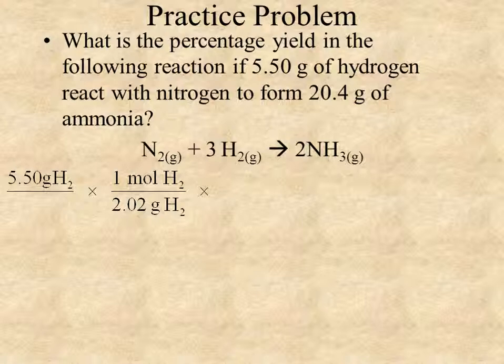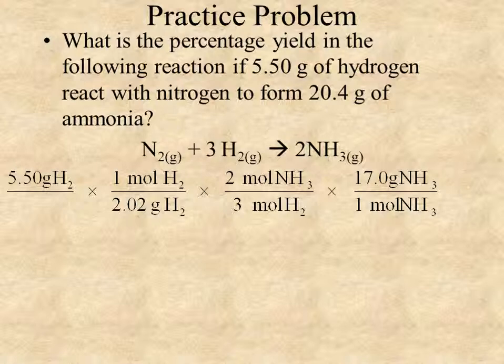Next, we need to convert from moles of hydrogen to moles of ammonia. So our mole ratio step will consist of 2 moles NH3 over 3 moles hydrogen. Remember that the numbers that we use in the mole ratio come directly from the coefficients in the balanced equation. And finally, we need to go from moles of our final material to grams of final material, grams of NH3, using the molar mass, which is 17.0 grams. When we calculate, we should come up with 30.9 grams of NH3.